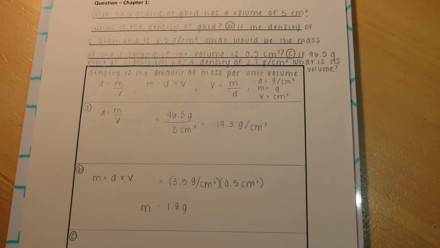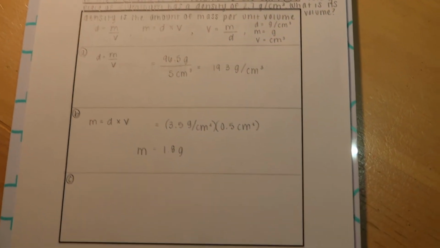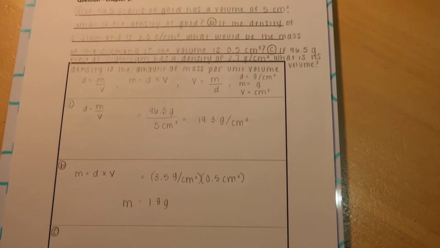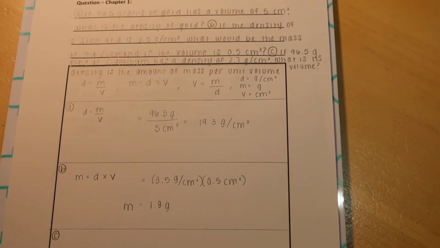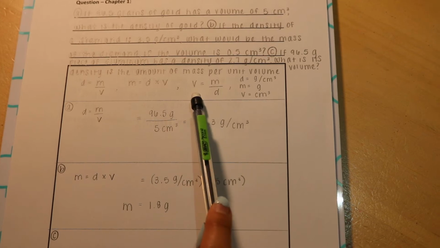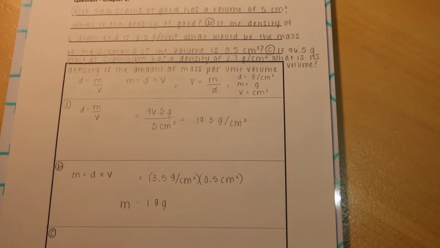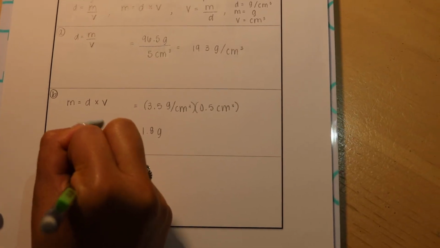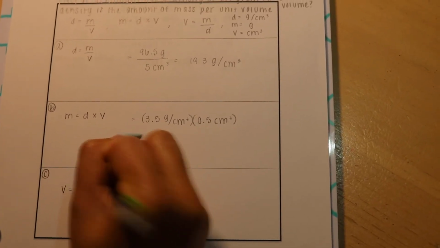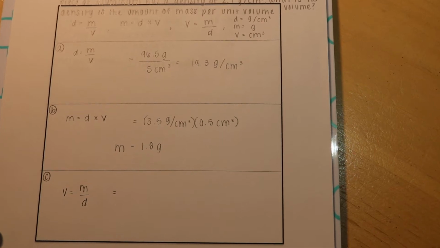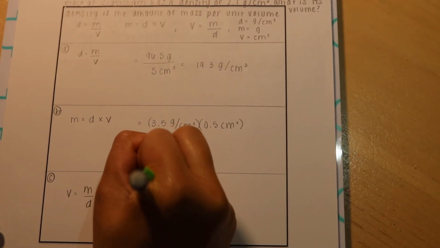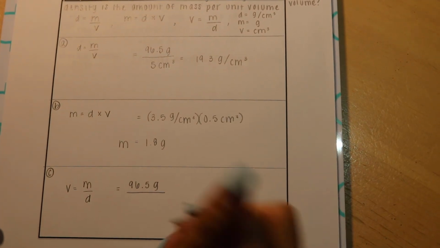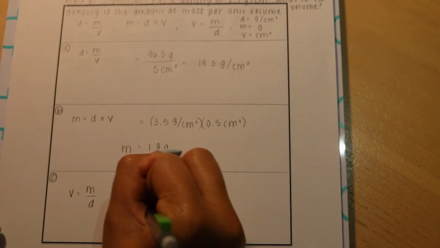And then for the last part of this problem, it's asking: if a 96.5 gram piece of aluminum has a density of 2.7 grams per centimeter cubed, what is its volume? And for this part, we're going to be using the last formula, which is volume equals mass over density. And so we're just going to plug in again the mass and density. So the mass is 96.5 grams, and that's on the top, and then the density is 2.7 grams per centimeter cubed.